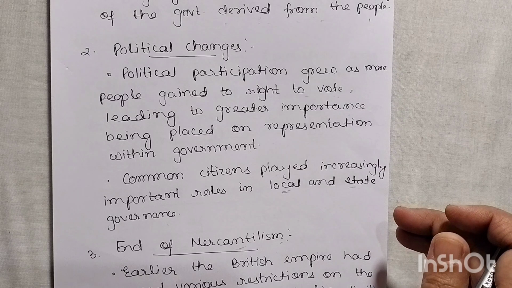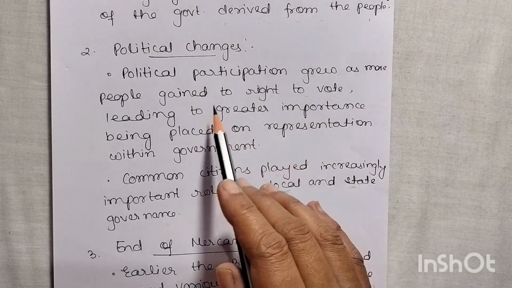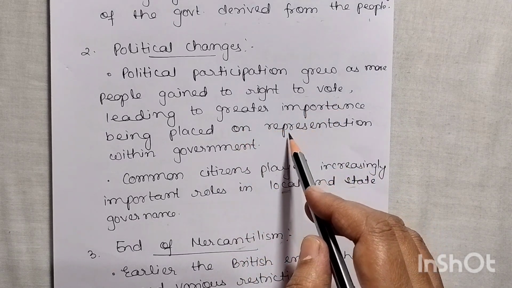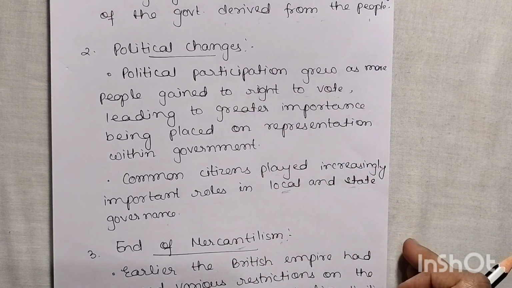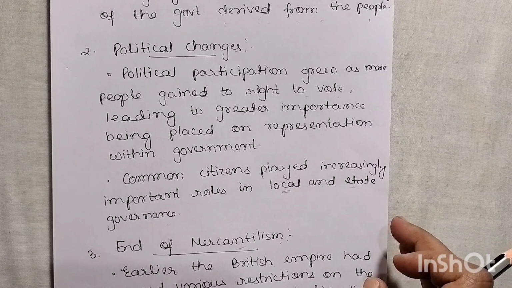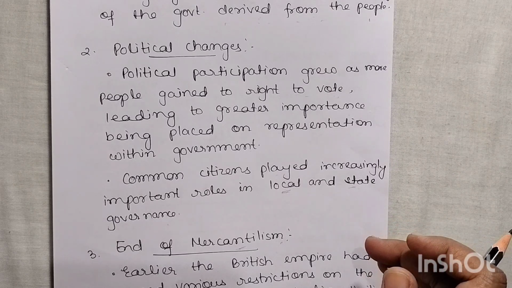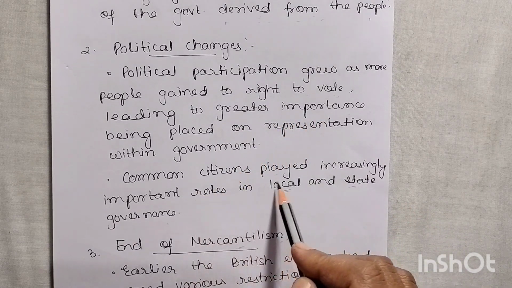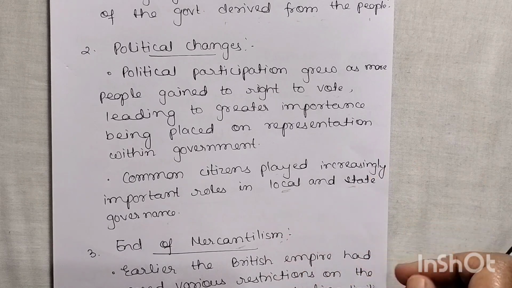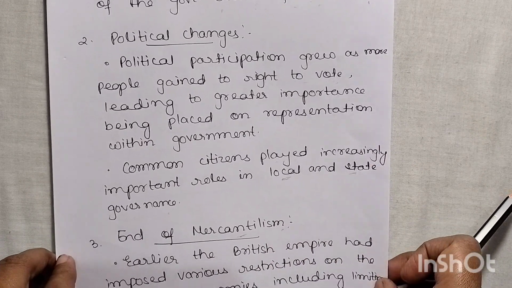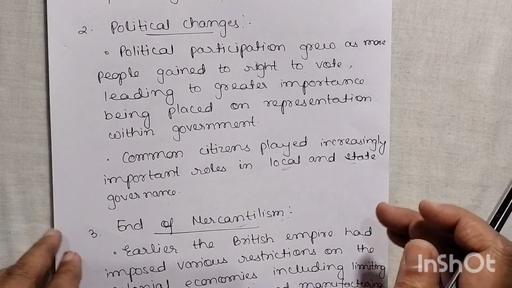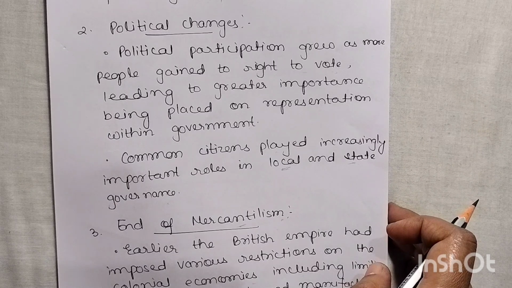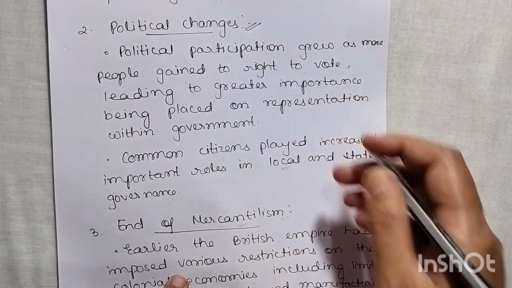Okay. Now, the second one is the political changes. Political participation grew as more people gained the right to vote, leading to greater importance being placed on representation within government. Now, people are participating, okay, the citizens are engaged in the formation of the government. So, they are getting the right to vote, and in this way, the common citizen plays an increasingly important role in local and state governance. Okay, now they have a right to choose their leader who will be responsible to govern the nation. So, people are equally involved. Earlier, they didn't have these rights. So, this is the second, the political changes.